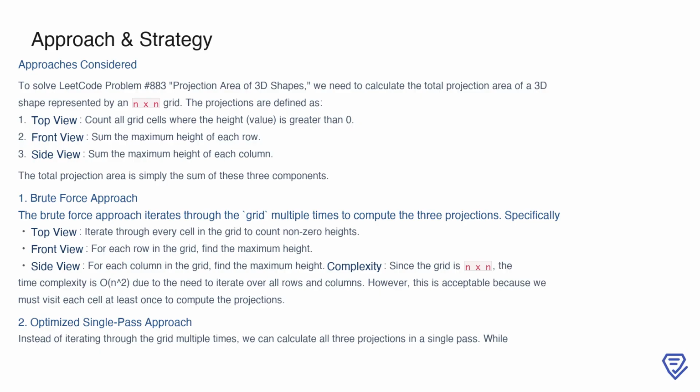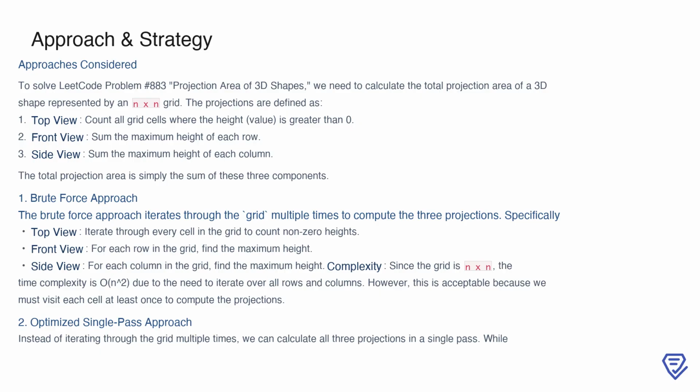Now, one straightforward way to compute this is using a brute force approach. In this method, we iterate through the grid multiple times, once to count non-zero cells for the top view, once to find the maximum height of each row for the front view, and once to find the maximum height of each column for the side view. This results in a time complexity of O(n squared), which is acceptable because we have to visit every cell at least once.